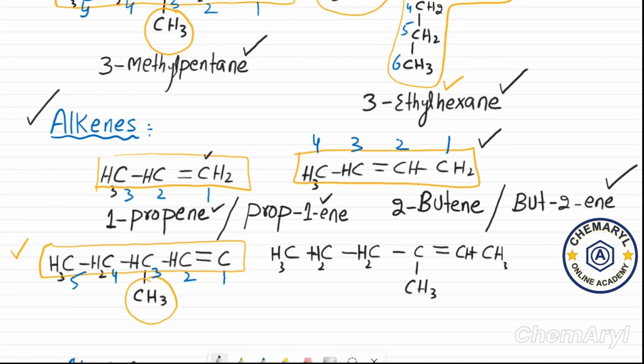At which position is the side chain present? At position 3. So the side chain is methyl because it has only one carbon: 3-methyl. How many carbons are present in the main chain? 5. For the 5 chain, what is the prefix? Pent. Then we mention the position of the functional group and at the last write the suffix. At which position is the functional group present? Carbon number 1. Very good. 1-ene. So this is the correct name for this compound.